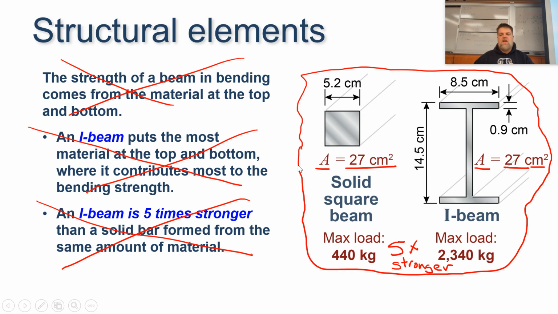So the cross-sectional area then is going to be 27 centimeters squared. And so that solid square beam can hold 440 kilograms, which is a lot. You know, it's like 1,000 pounds. But now an I-beam, notice that it has the exact same cross-sectional area. So it's the same amount of material, but because it's an I-beam, it can actually have a max load of 2,340 kilograms, which is 5 times stronger.